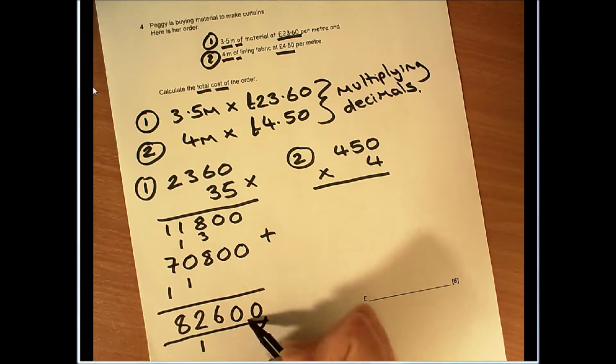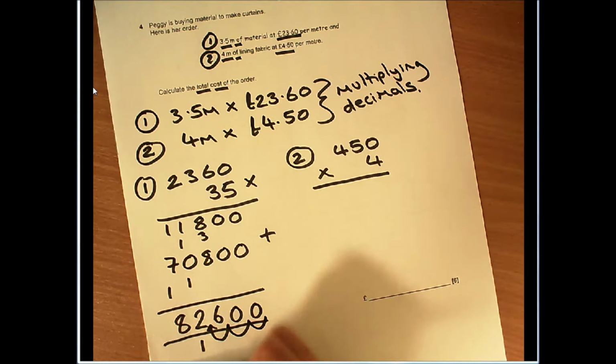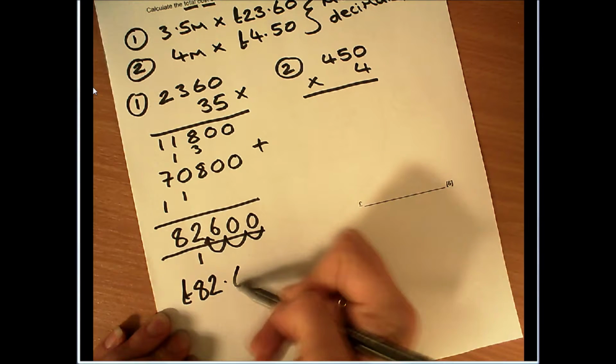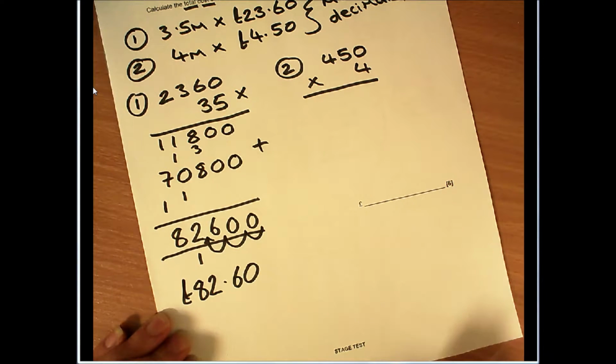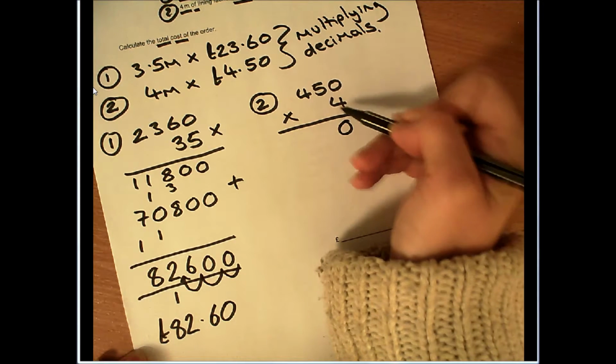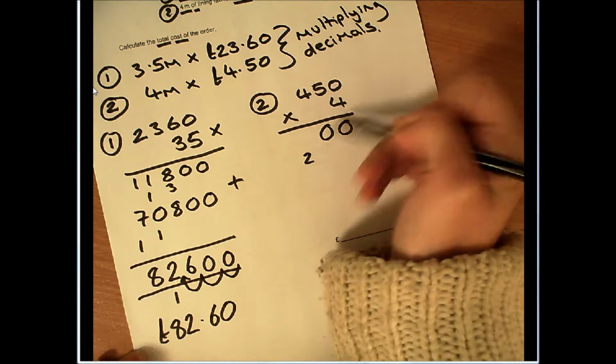Okay. So now I'm looking at the decimal places I had. Well, I took out 3 decimal places, so I'm going to put my decimal back 3 spaces. You can see I've used arrows there to make sure I get it in the right place, and that gives me £82.60. And I'm going to move on to the second calculation.